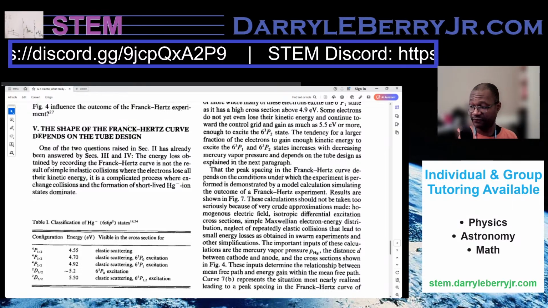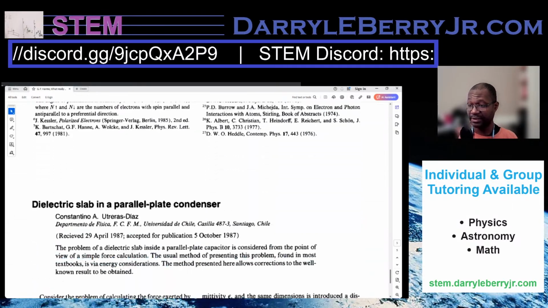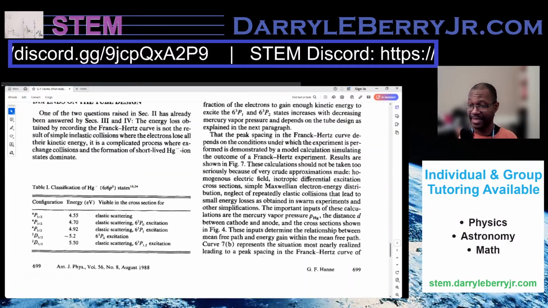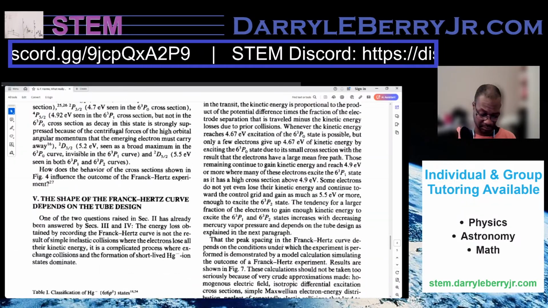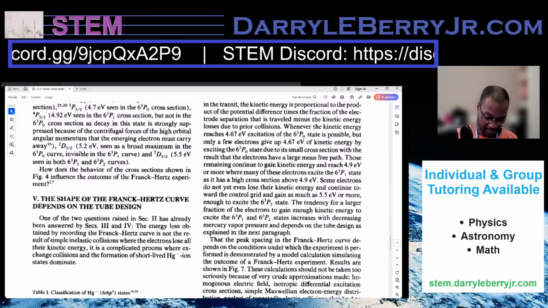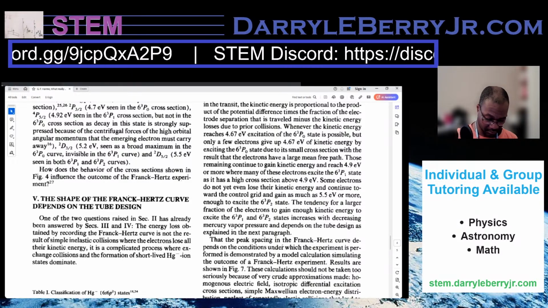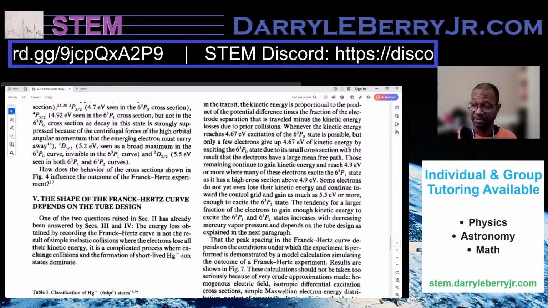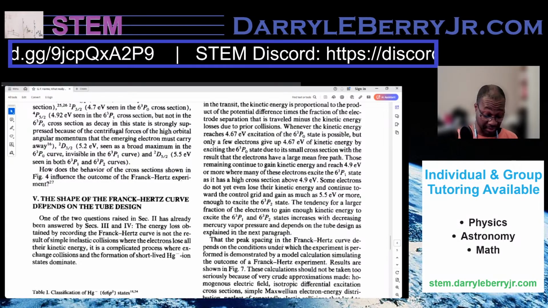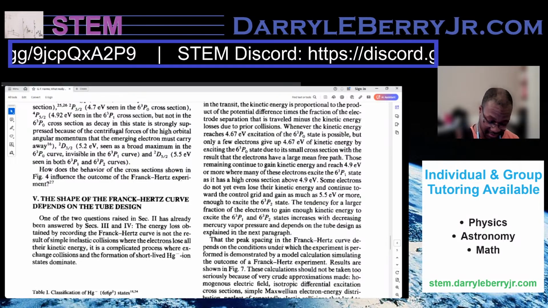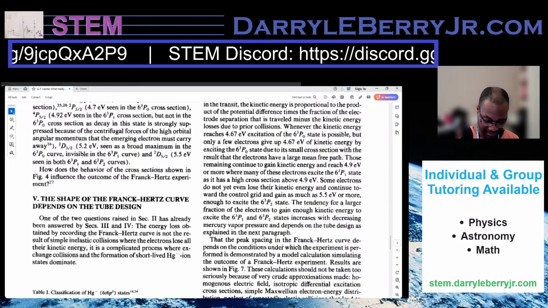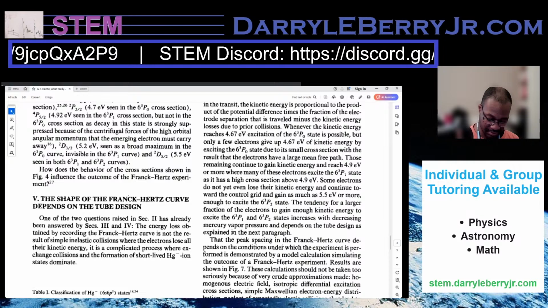So now we're in section 5. We're on the next to last page, so this would really be the last section. The next is the references. The shape of the Franck-Hertz curve depends on the tube design. Now this seems important and something I can catch. Shape of curve.